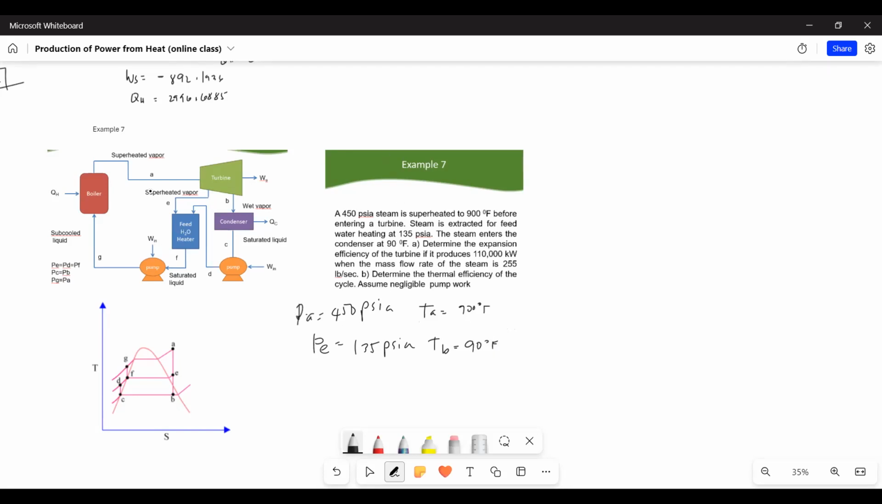Okay, so much better if you also draw the process diagram with the TS diagram. But just make sure that your labels are correct. And then the required values. So these are the given. A is the efficiency of the turbine. And B is the efficiency of the cycle. And we can assume that there's negligible pump work.